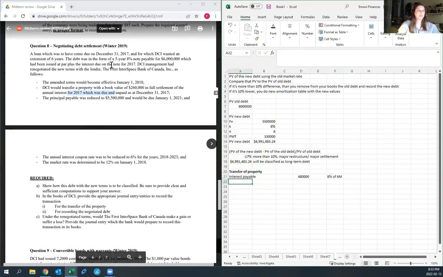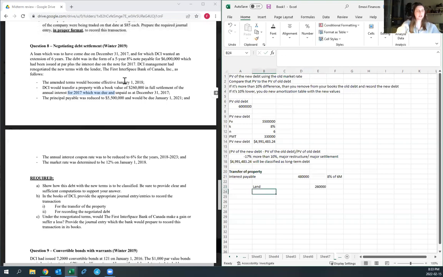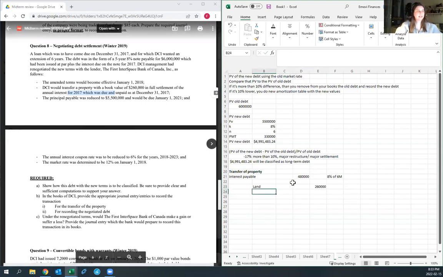They're gonna have a gain or loss. And they're gonna give out a land. So they're gonna remove the land from their books, and the book value was 260,000. So since the interest payable amount was greater than the land that they gave out in exchange, they have a gain on disposal of land of the difference between the two, which is 120,000.